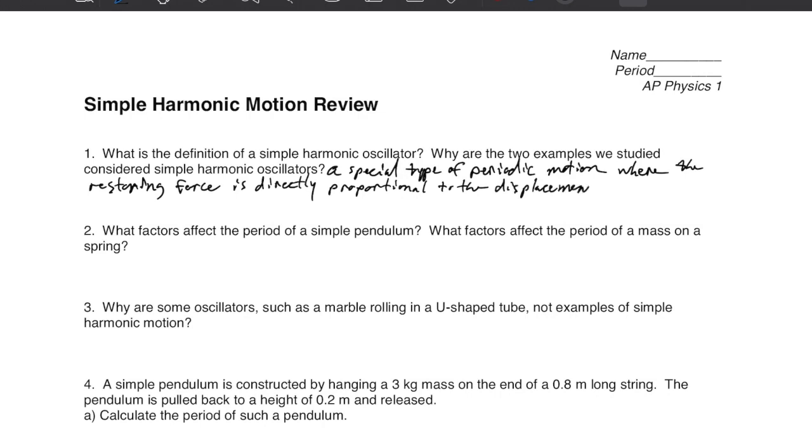What are the two examples we've studied? Think about all the problems we've been working on. We've been working on pendulums and springs. The springs can be either vertical or horizontal.